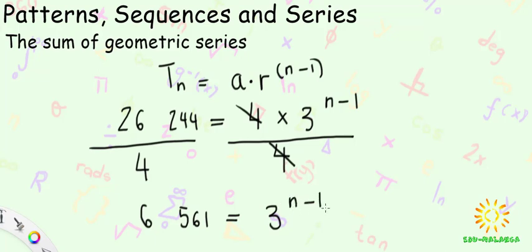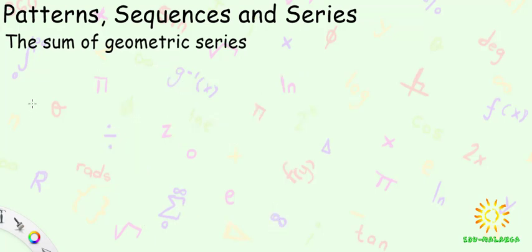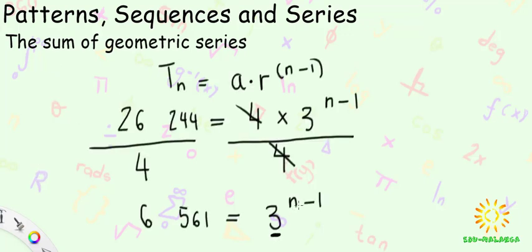It's a bit tricky to solve for n. We know that the base number we're going to use is 3. So what we do is we use an iterative process. Iterative means you keep changing the number. So we're going to do 3 to the power of 6, 3 to the power of 7, 3 to the power of 8, and we're going to keep going up until we find 3 to the power of something that is equal to 6,561. We're going to use our calculators to do this.